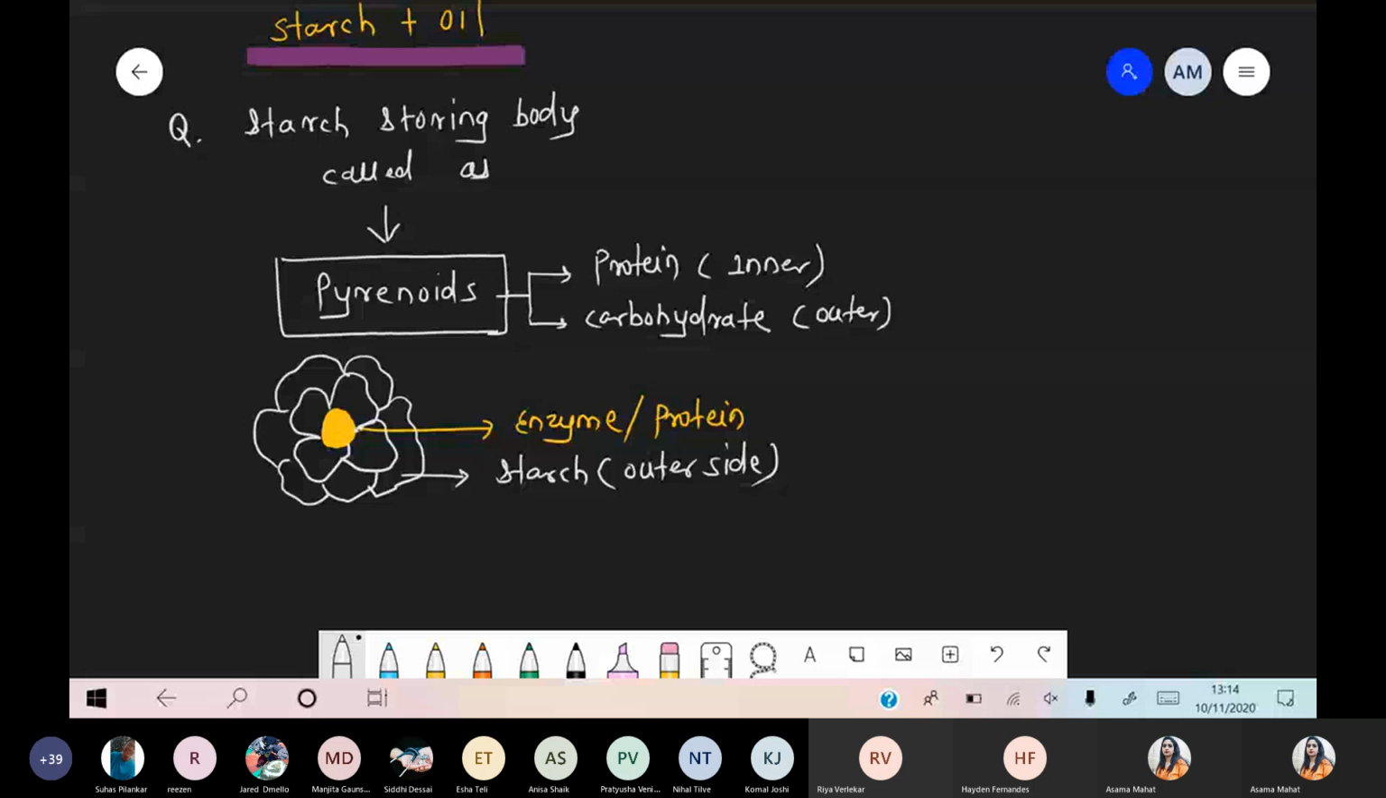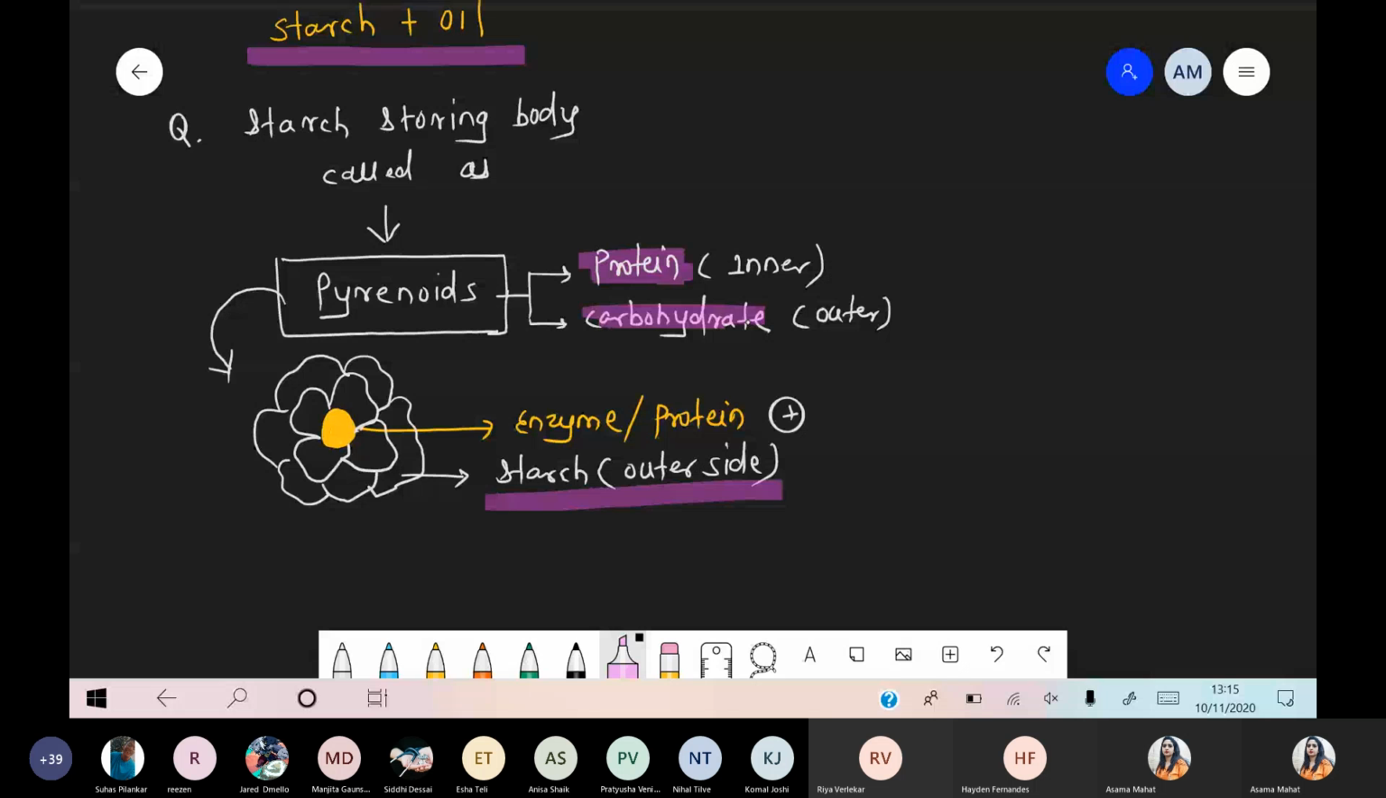And you know that all enzymes are protein in nature, right? So whenever we talk about the enzyme that synthesizes this starch, they produce this starch and secrete it outside. So in the typical structure of the pyrenoid, at the center enzyme and protein are present, and toward the outer side starch gets covered. So pyrenoid is a combination of protein plus carbohydrate.